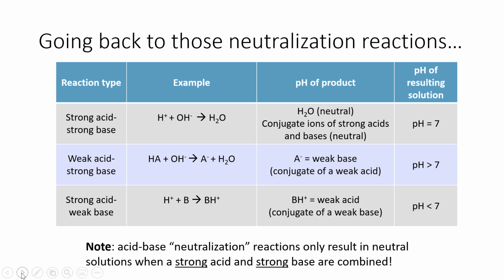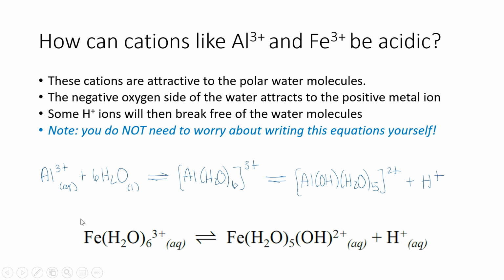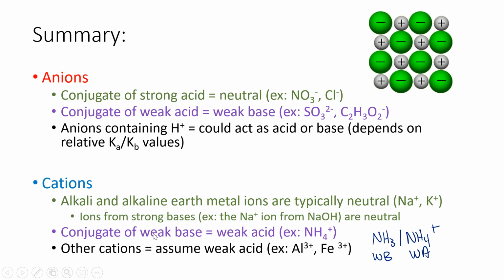All right, now let's go back to these neutralization reactions and think about what's going on there. This was a little side note that I skipped past. There are some other cations that don't fall in either category, like aluminum and iron. It turns out they're actually slightly acidic. If you're wondering how that works, I've got a little summary here. Don't worry about writing this equation on the AP tests. It's more of an FYI about some of these other cations that don't fall into one of these two categories. The ones in the green and purple categories are the ones you should worry most about.